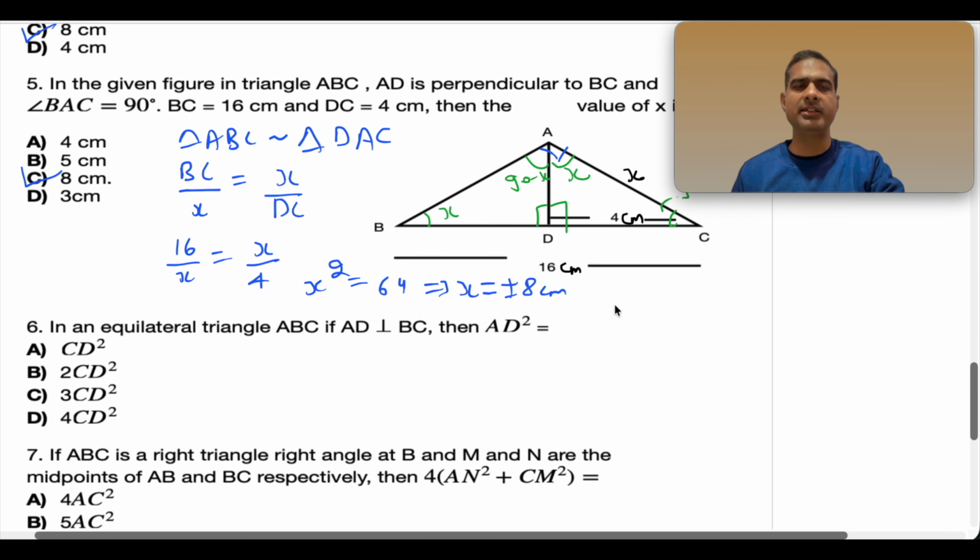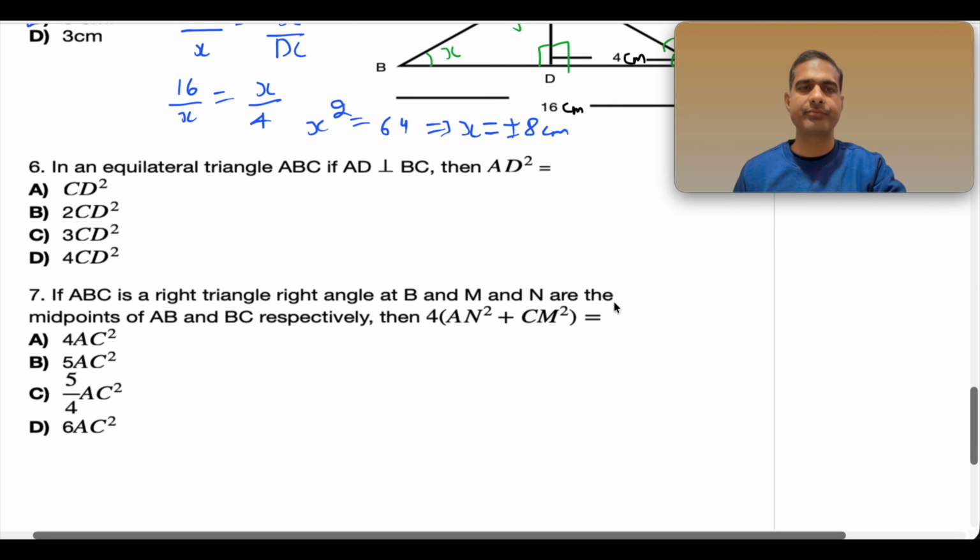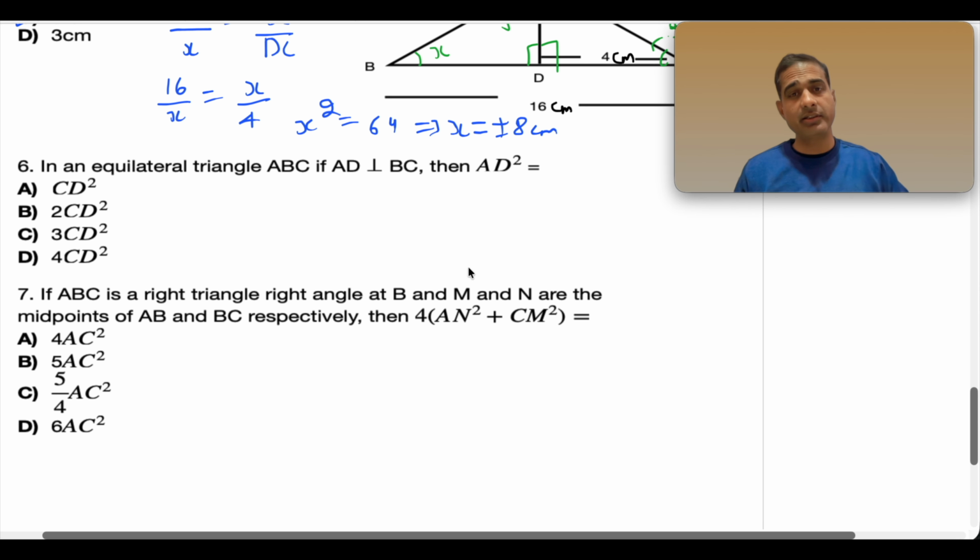Okay, so let's move to question number 6. Question number 6 is, in an equilateral triangle ABC, so this is an equilateral triangle, so we can make ABC here.